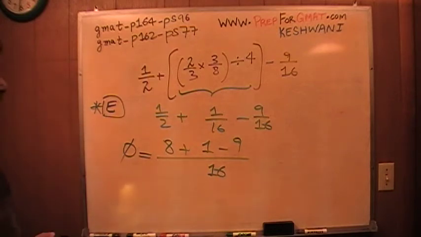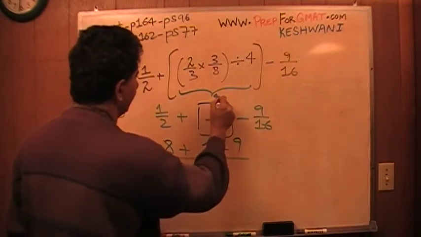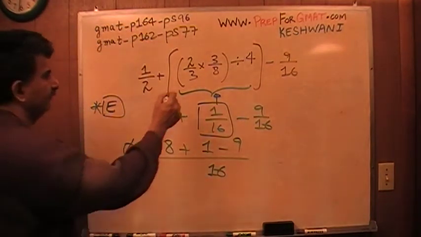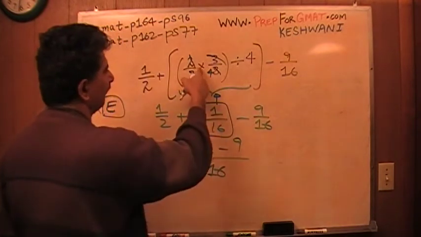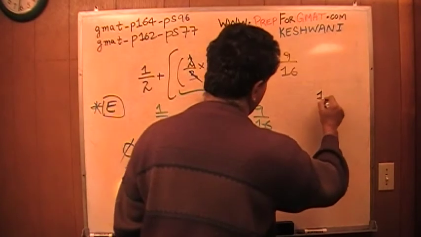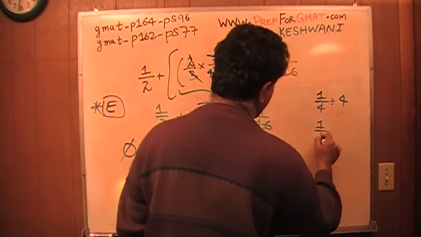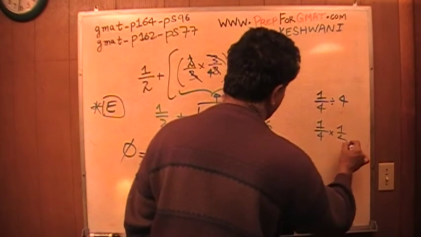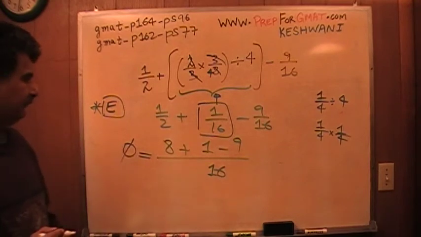Alright? But you have to be able to see that this 1/16 is this part right here. Because this cancels out. This is 1/4. And 1/4 divided by 4. I'm going to do it again. 1/4 divided by 4 is same as 1/4 times 1/4, which boils down to 1/16.